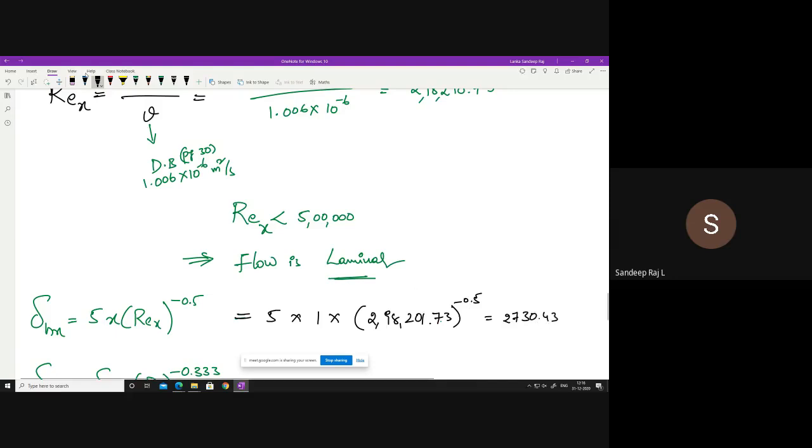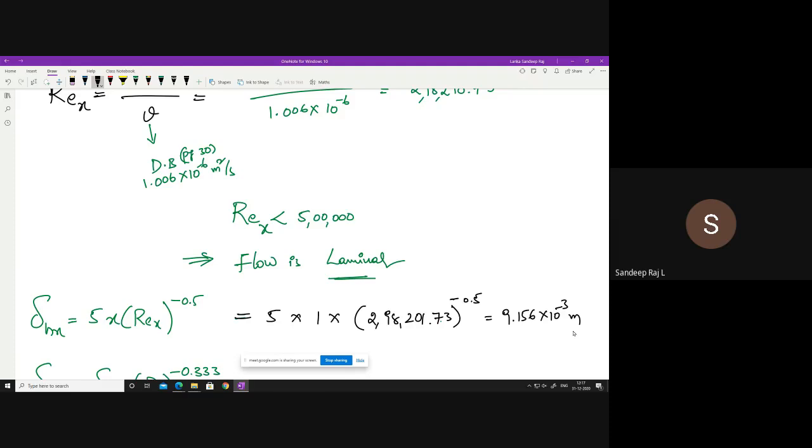Did you put this minus in your calculation? 9.15 into 10 to the power minus 3. Most of the students will miss this minus and do a mistake here. This minus should be there. Okay, if that is missing, the whole thing is going to be a wrong value. It is 9.156 into 10 to the power of minus 3 meters.